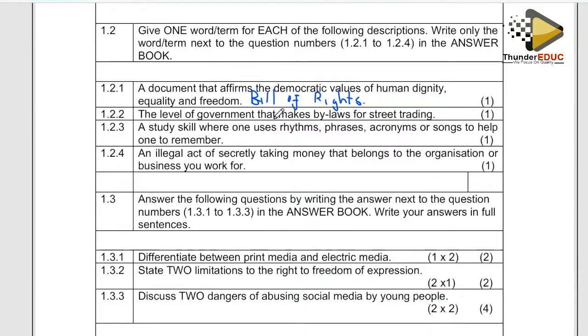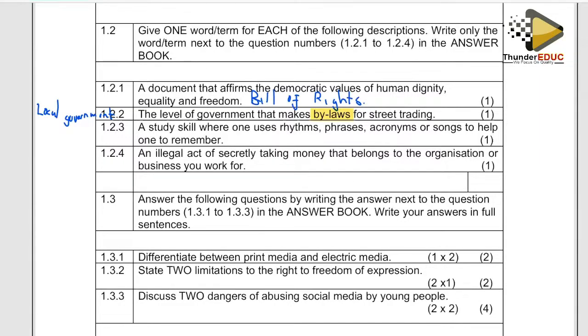Then 1.2.2, the question reads, the level of government that makes bylaws. So our key term, I need to highlight the key term. I think we have local government. So municipalities or local governments are responsible for coming up with bylaws. So for 1.2.2, our correct answer is local government. That is the level of government which is responsible for that.